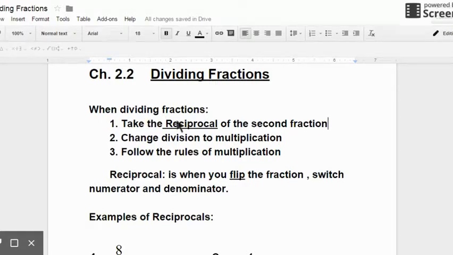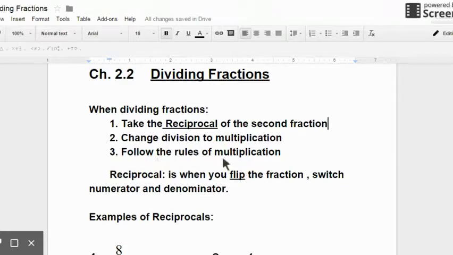First, when dividing fractions, step one, we take the reciprocal of the second fraction. If you don't know what reciprocal is, we're going to talk about that in just a moment, but we're going to take the reciprocal, or flip, the second fraction. Step two is to change the division sign to multiplication, because we actually cannot divide fractions with the division sign. And step three, we're going to follow the rules of multiplication.